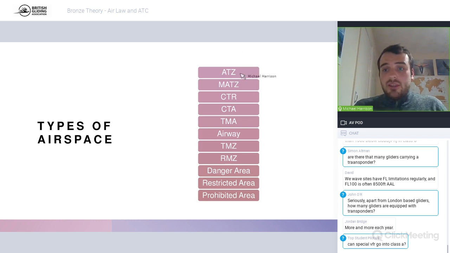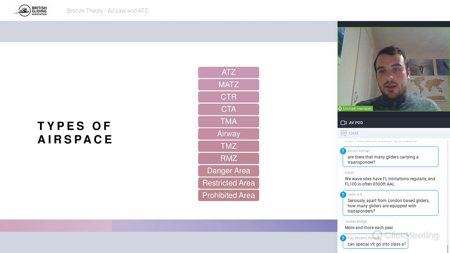ATZs, you find those around airfields. They're aerodrome traffic zones. They go up to 2,000 feet above the airfield elevation, not 2,000 feet above sea level, 2,000 feet above the airfield. So you need to know what the airfield elevation is. And they're either 2 miles in radius or 2.5 miles in radius, depending on the length of the longest runway.